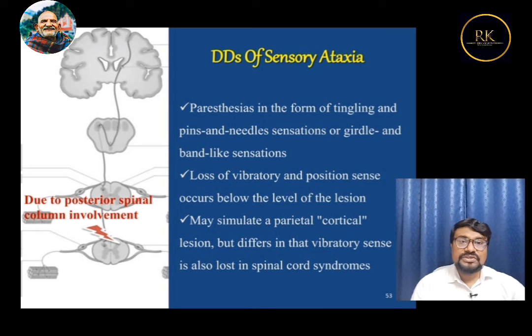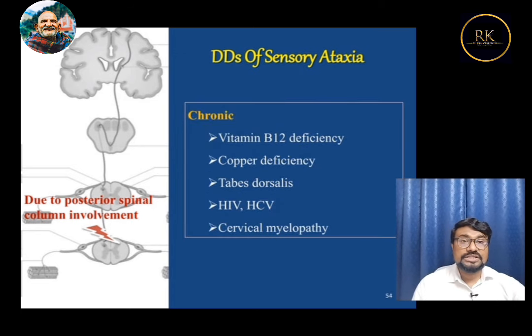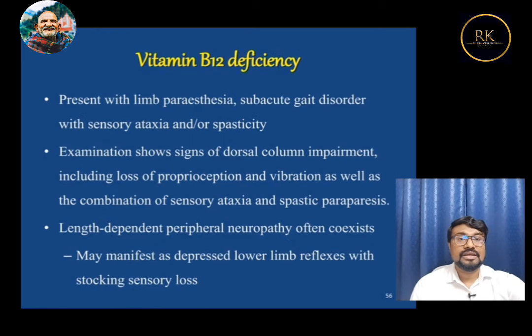Thus, these are the features if the patient presents with sensory ataxia because of dorsal column or posterior spinal column involvement. The causes include vitamin B12 deficiency, copper deficiency, tabes dorsalis, HIV and hepatitis C, as well as cervical myelopathies. Patients with vitamin B12 deficiency will present with limb paresthesia, subacute gait disorders with sensory ataxia and spasticity.